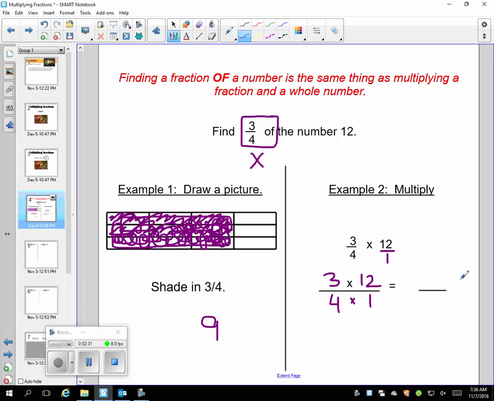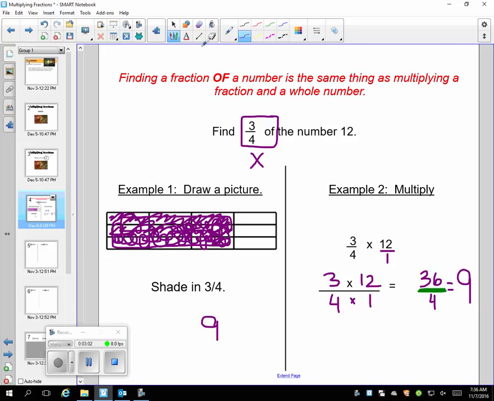And I'm simply just going to multiply straight across. 3 times 12 is 36, and 4 times 1 is 4. This is my answer, but it's an improper fraction. So go back to what you learned about improper fractions and mixed numbers. What does this line mean right here? What operation can we do when we see that fraction line? Divide, right. And 36 divided by 4 equals 9. And so my answer is 9.